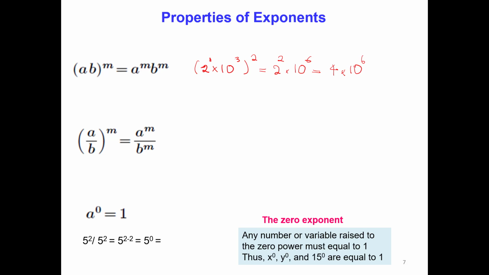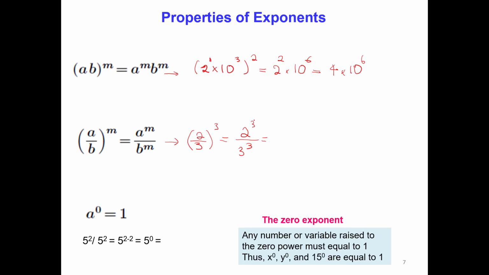Now, if we had a power of a quotient, we have to do a similar thing. We need to distribute the exponent to each term, to the numerator and the denominator. For example, if we had 2/3 to the third power, we can write this as 2 to the third over 3 to the third.